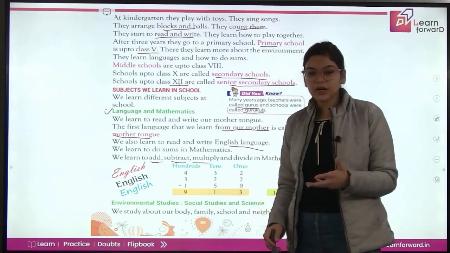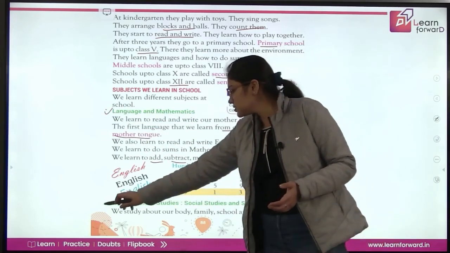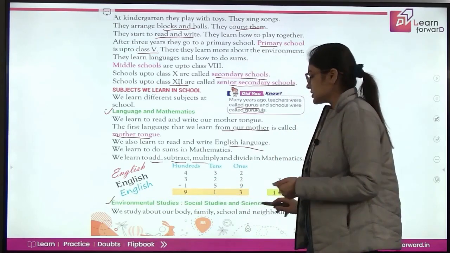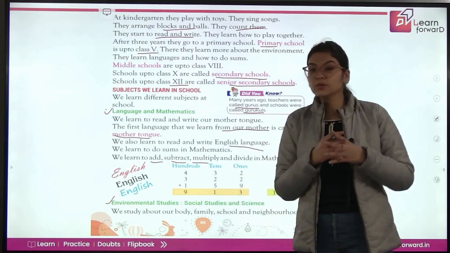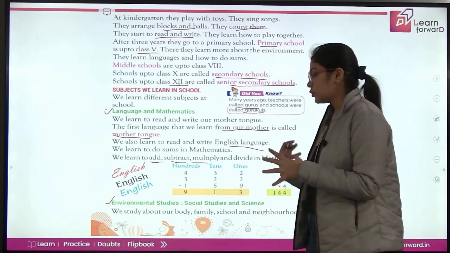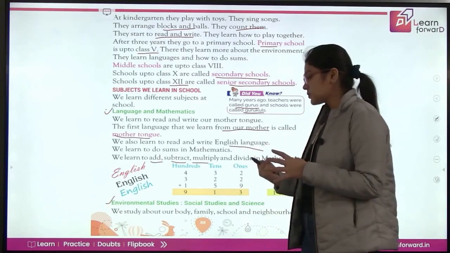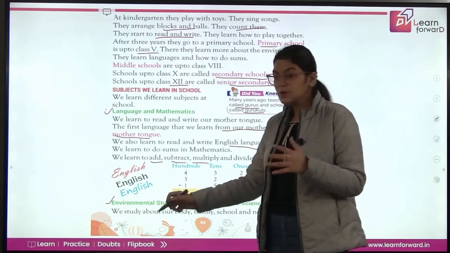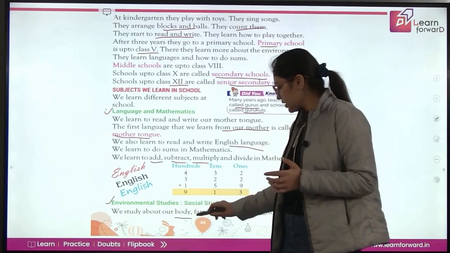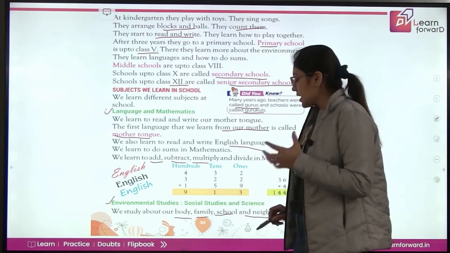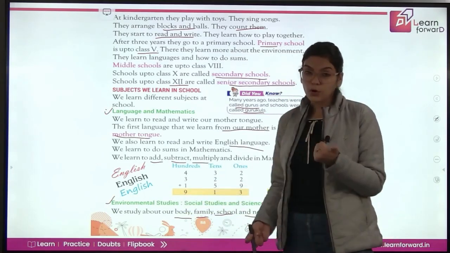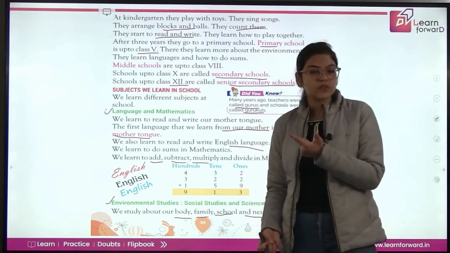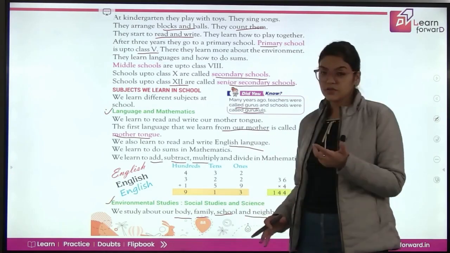दूसरी चीज क्या पढ़ाते हैं, that is your environmental studies which can include social studies and science. मतलब इसके अंदर आपको सोशल स्टडीज के बारे में और साइंस के बारे में, दोनों चीजों के बारे में, EVS जिसे हम बोलते हैं, उसमें हमें ये सब चीजें पढ़ने को मिलती हैं. इसमें हम क्या क्या पढ़ते हैं, we study about our body, family, school and neighborhood. As we are studying also in this book, हमने अपनी बॉडी के बारे में पढ़ा. We also learn about our family, our neighborhood and our school, right?